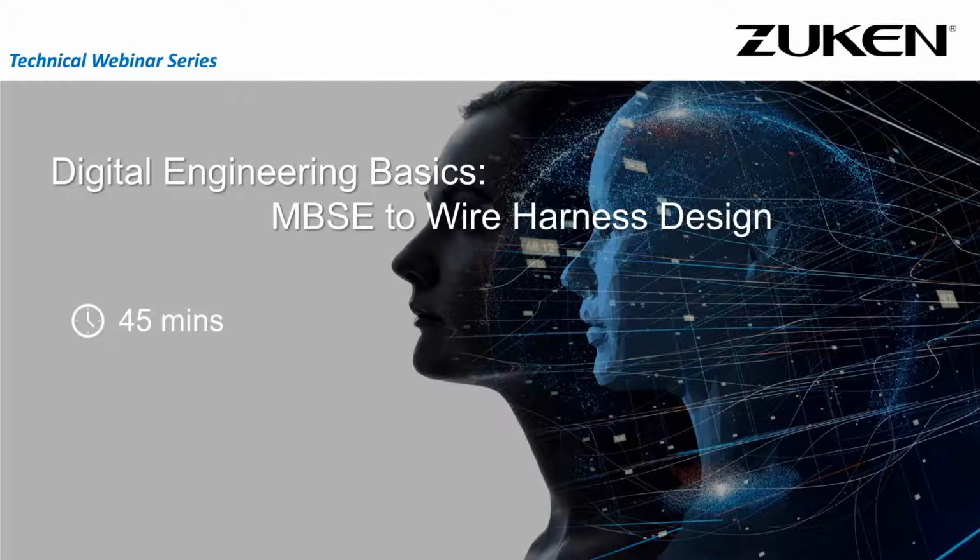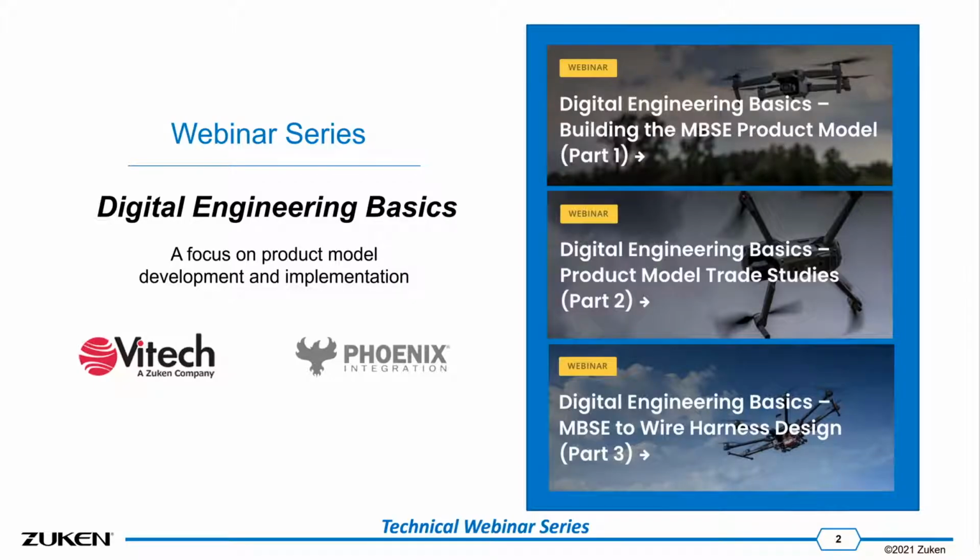This is the third webinar in the Digital Engineering Basics series. We're using a video drone design to make it as close to a real-world example as possible. In part 1, we covered product model development using a video drone. And then in part 2, we analyzed and performed a trade study based on business value on the video drone that we created in part 1. So today's part 3 brings it all together. We'll take the results of the trade study and begin the implementation of the wire harness inside the drone.